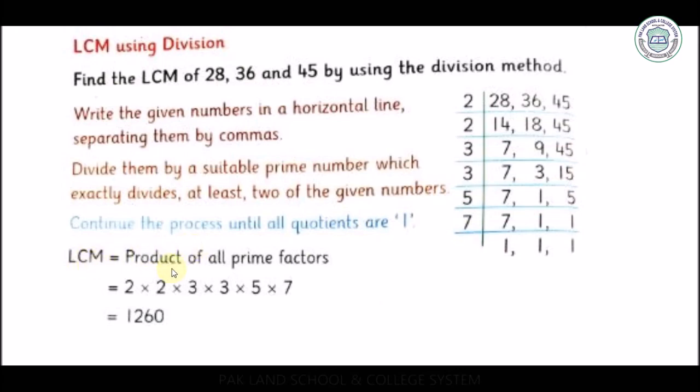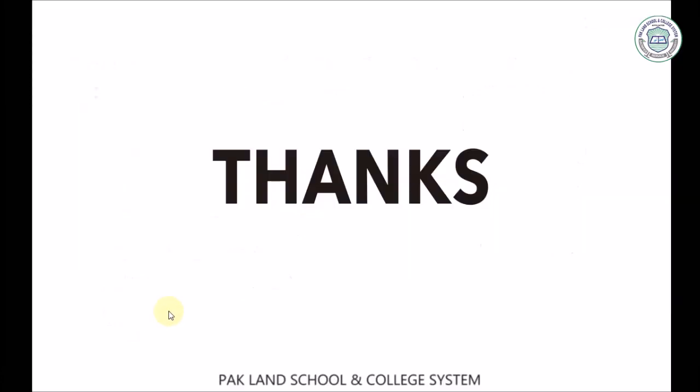Now LCM, product of all prime factors. These are all prime factors and we take the product of all these prime numbers. 2 into 2 into 3 into 3 into 5 into 7 gives us 1260. Thanks.